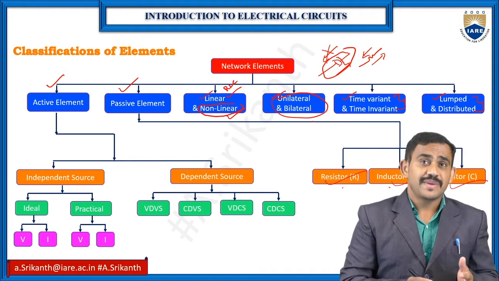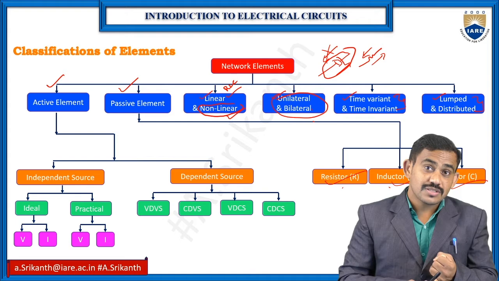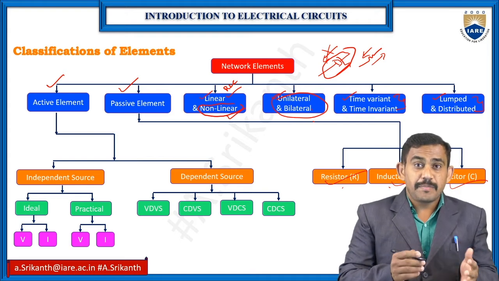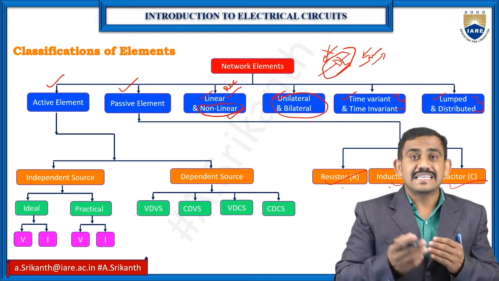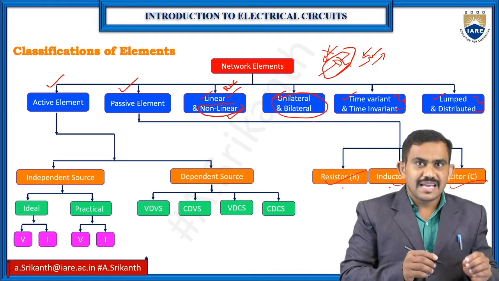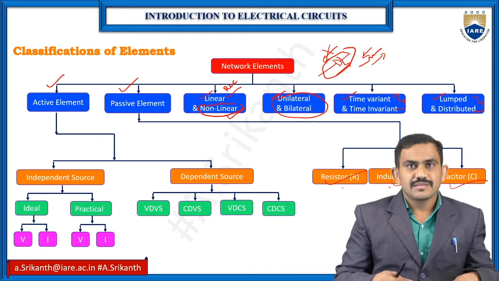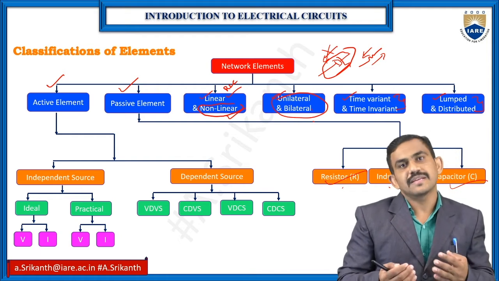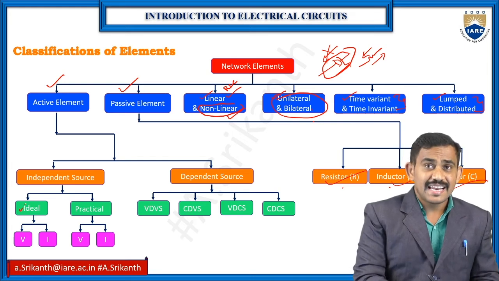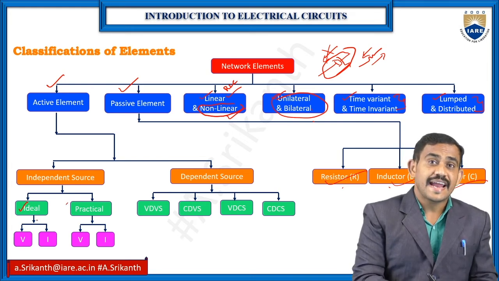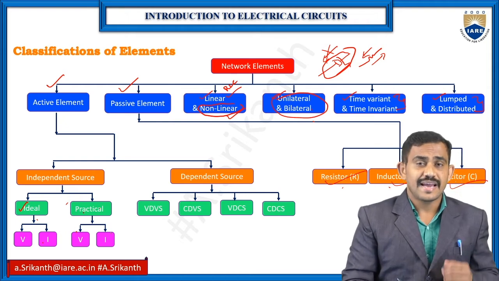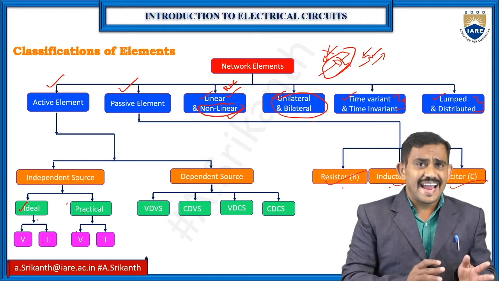Coming to active elements, we have dependent source and independent source. The names explain it: dependent means depending upon something else, independent means not depending upon any other. Dependent sources have 4 types and independent sources also have 4 types. Independent sources are ideal and practical: ideal voltage source and ideal current source, practical voltage source and practical current source. So what is ideal and practical?